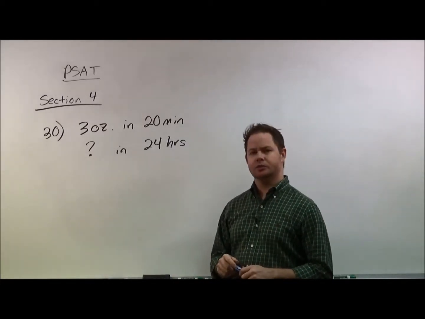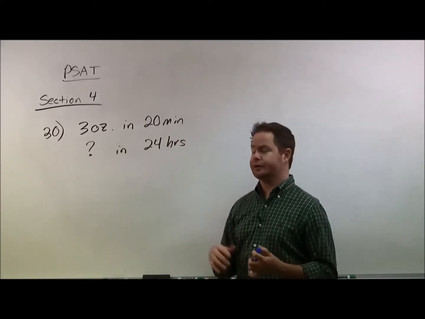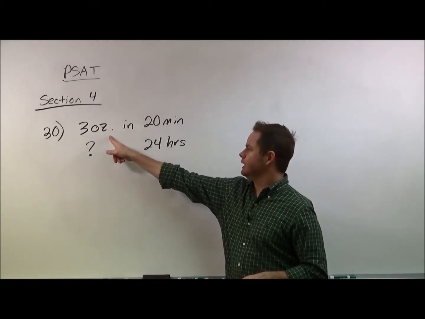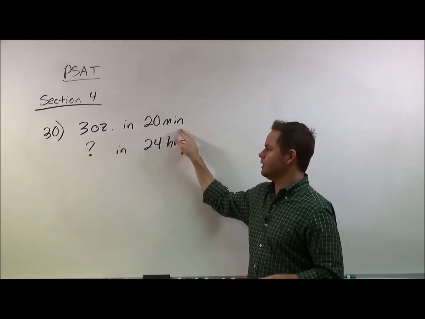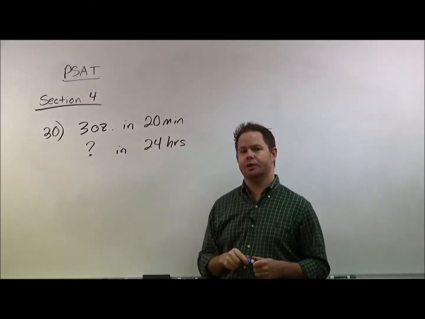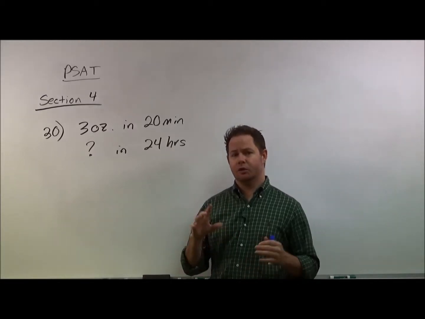In this math question, it's one of the grid-ins with no multiple choice answers to select from, so we have to find the correct value on our own. It says here that 3 ounces is produced in 20 minutes, and they want to know how many ounces get produced in 24 hours.